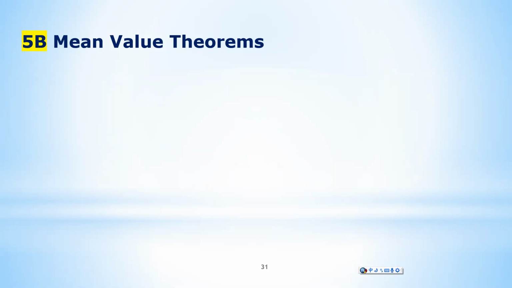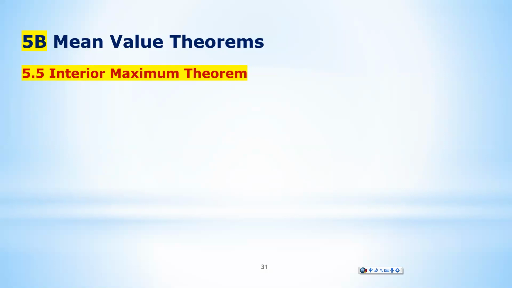Now, there are a couple of mean value theorems. All these mean value theorems are like a sequence. They begin at a very basic theorem. The basic theorem is 5.5. It's called the interior maximum theorem. So what is meant by the interior maximum theorem? Maximum, you may think about maximum value, or you can say there's a corresponding theorem called the interior minimum theorem. That's the same nature, the same kind of theorem.